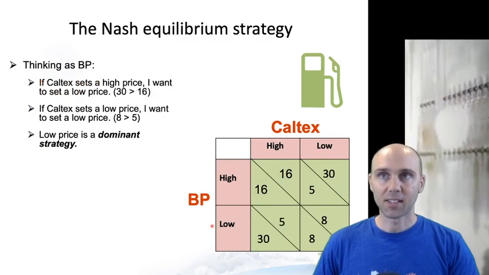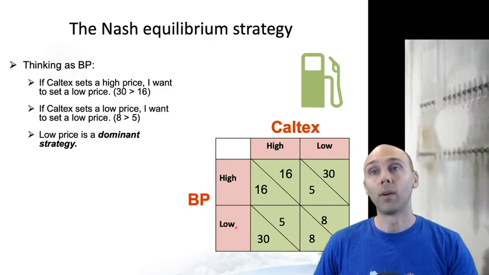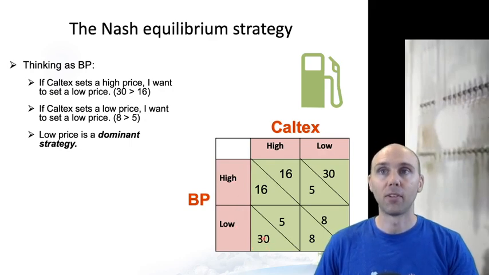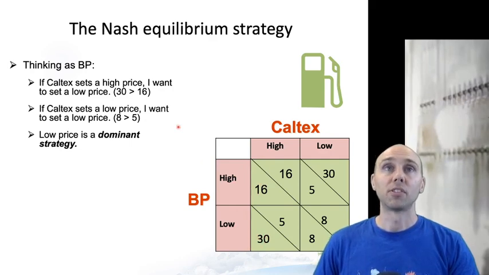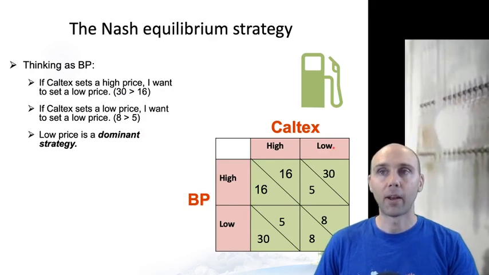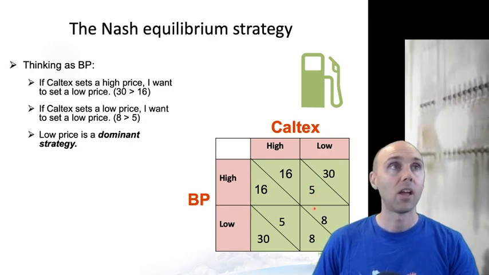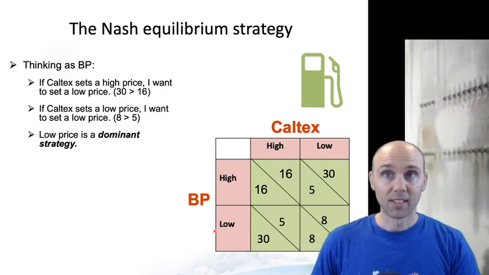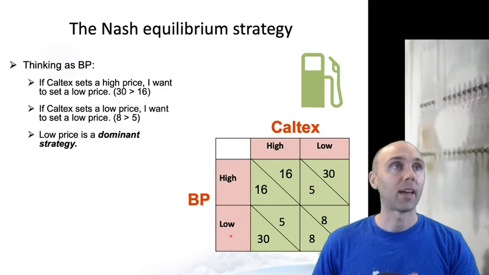If Caltex sets a high price, then BHP's choice now is between high or low, or in other words, payoffs of 30 versus 16. Well, 30 sounds pretty good. So BHP would set a low price. What if Caltex sets a low price? Well, then it's payoffs between 8 and 5. 8's better than 5. So BHP sets a low price. In both cases, BHP sets a low price.